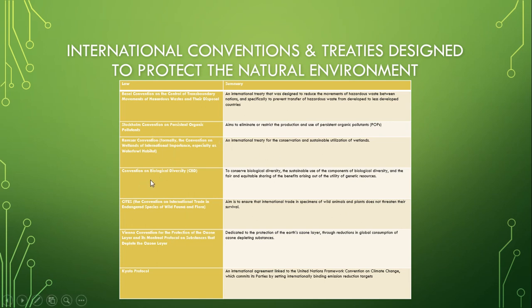We also have a convention on biological diversity, and this convention is intended to conserve our biological diversity and guides the sustainable use of these different biological diversity, etc. We also have the Convention on International Trade in Endangered Species of Wild Fauna and Flora. This is again also intended to manage the trade of our various species of flora and fauna, and also to protect them from extinction.